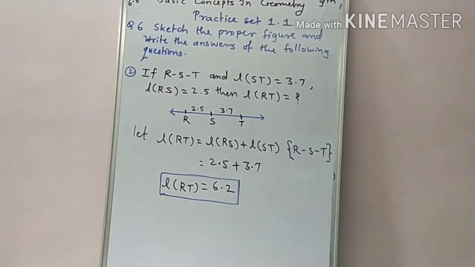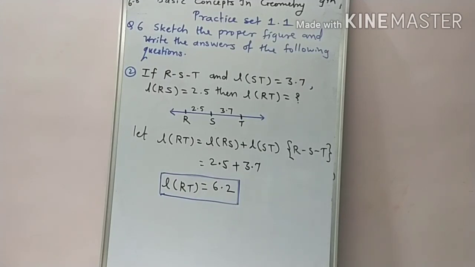So like this we have a 2 mark question in the exam, sketch the proper figure and write the answer of the question, where you are given 2 lengths, or 2 pairs of distances between points, and you have to find the remaining one. So according to the figure you can find it like this. Okay students, the remaining 2 examples of this question 6 I keep as your homework.